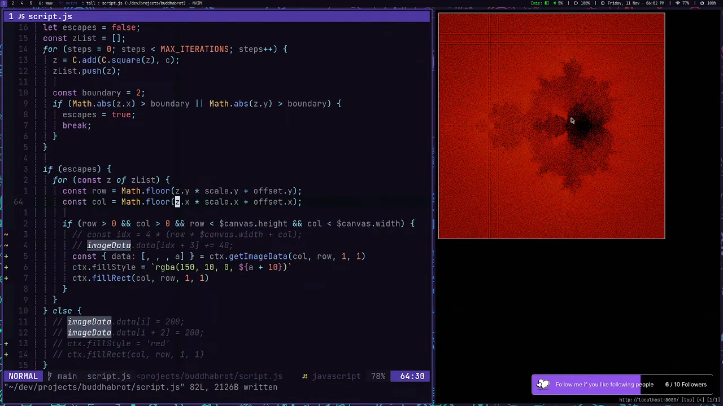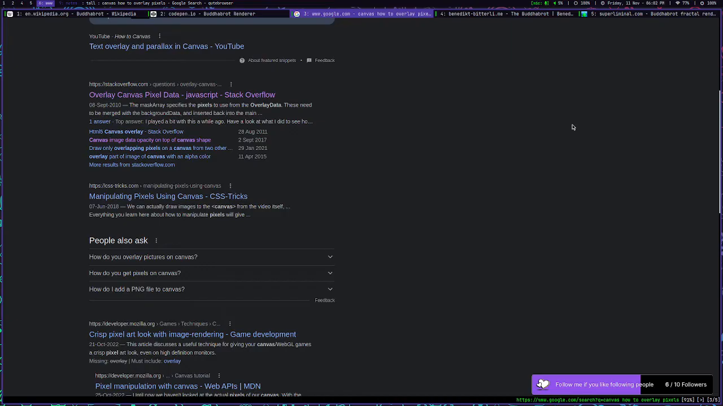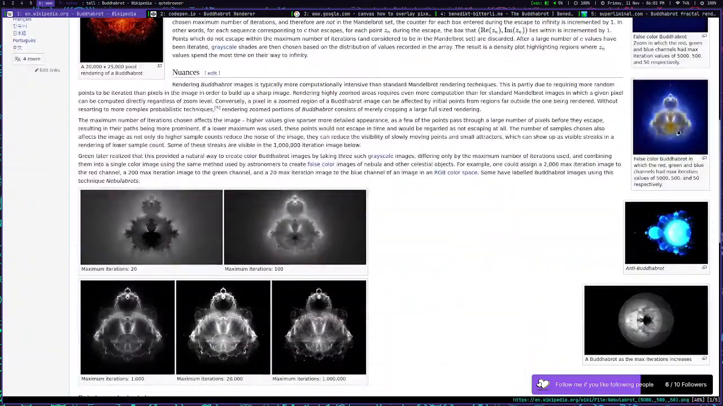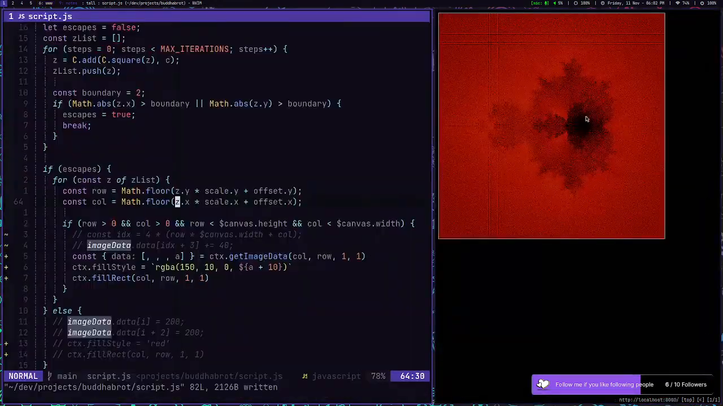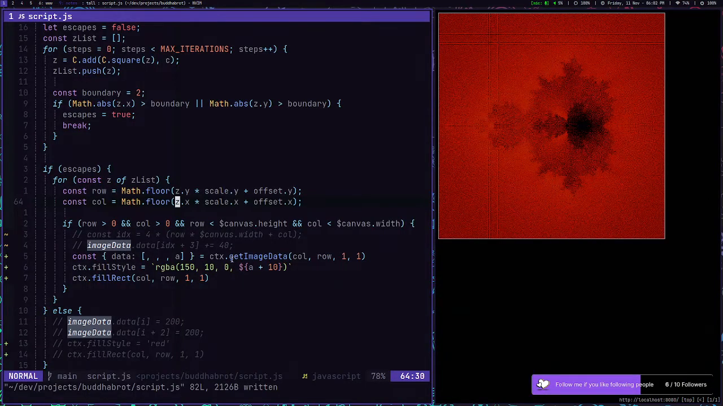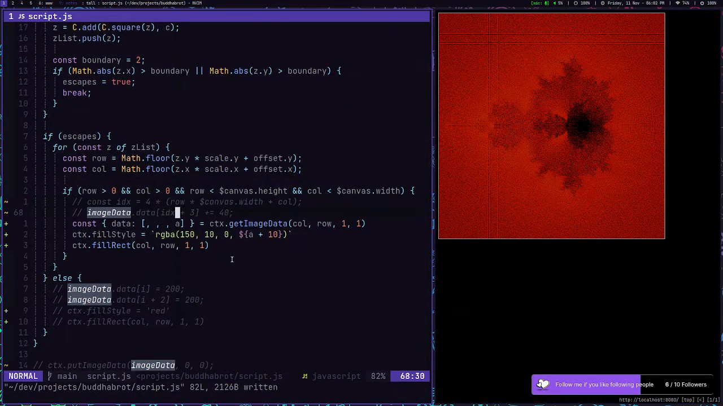I still feel like we're on the right track. Let's look at the Wikipedia Buddhabrot. Okay, look at this. Doesn't that look almost the same thing? We're going to get there. Don't worry. It's going to take some time, but we're going to get there. We get the alpha, we increment it by 10.